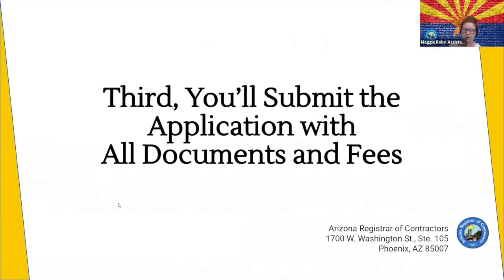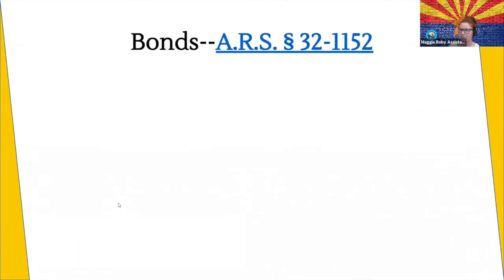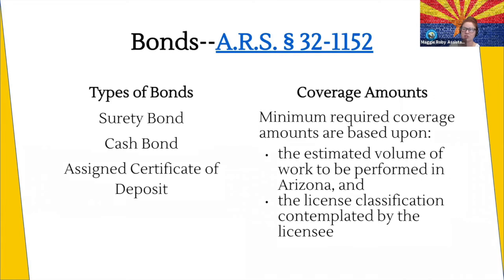All right, so next you're gonna submit your application with all of your documents and fees. We're gonna cover some additional documents that you're going to submit with your application. One of our top 5 deficiencies is bonds. So we have a couple different types of bonds that can be submitted with your application.